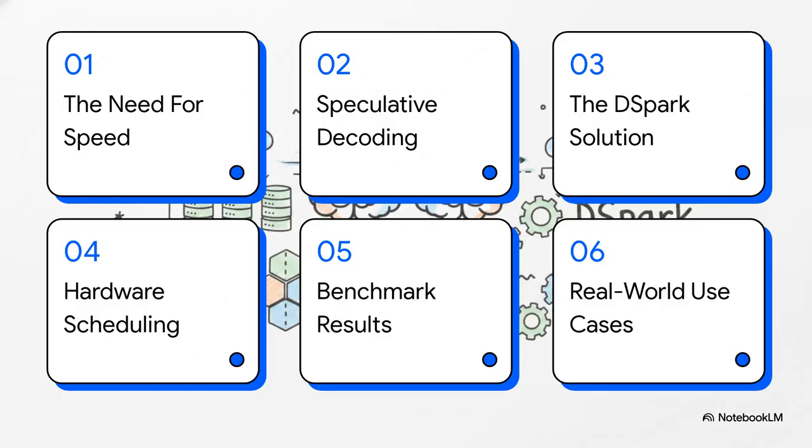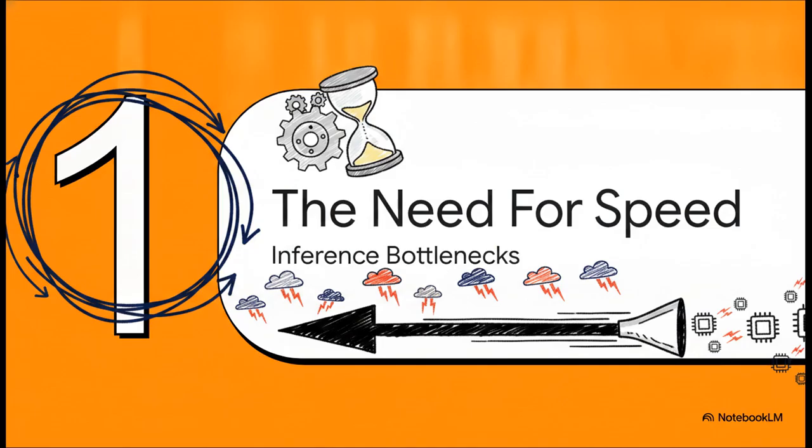So here's our roadmap for unpacking this incredible performance leap. We'll start with the need for speed, cover how speculative decoding actually works, dive into the DSpark solution, check out their smart hardware scheduling, look at the benchmark results, and finally wrap up with some real-world use cases. Let's get into it. Section 1, the need for speed.